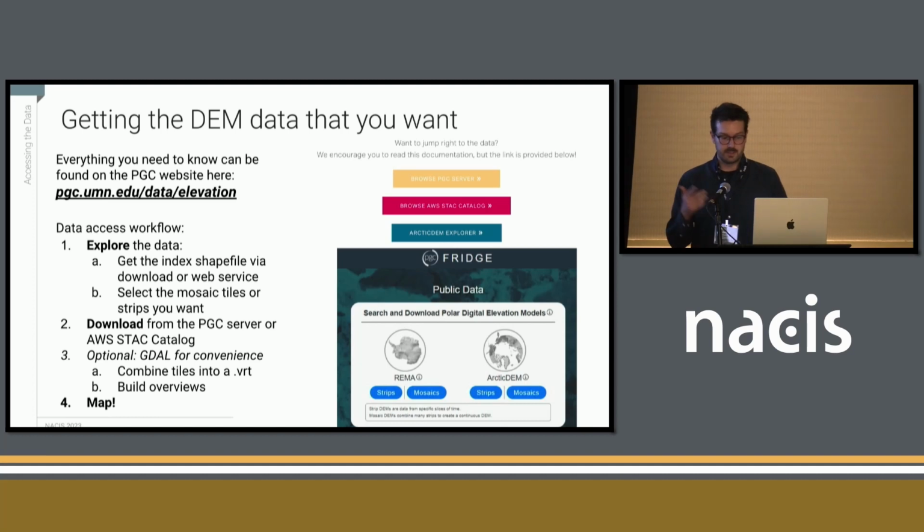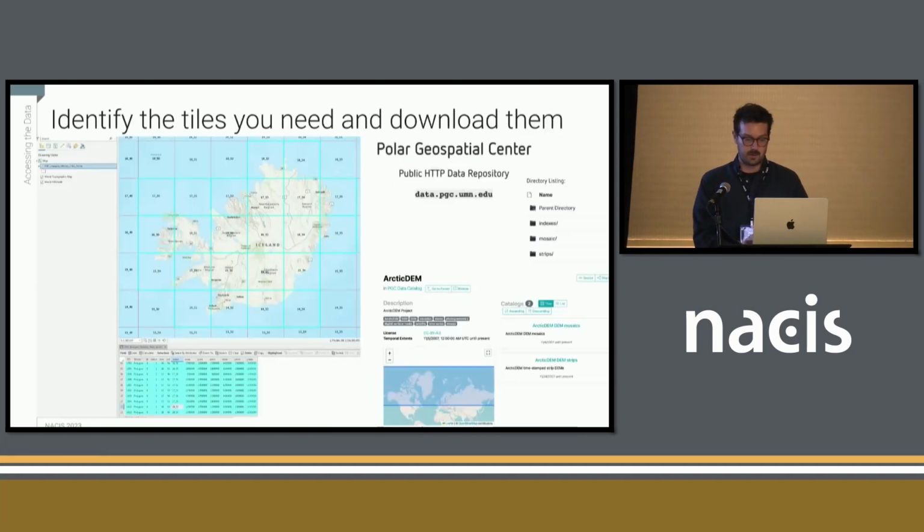So first, you'll need to explore the data to figure out which tiles you want to use. Then download those, and optionally, you can use a couple simple GDAL commands to make working with the data easier and adding to your maps. So we have PGC servers, an AWS STAC catalog, Explorer, and a new tool that I'm excited to talk about.